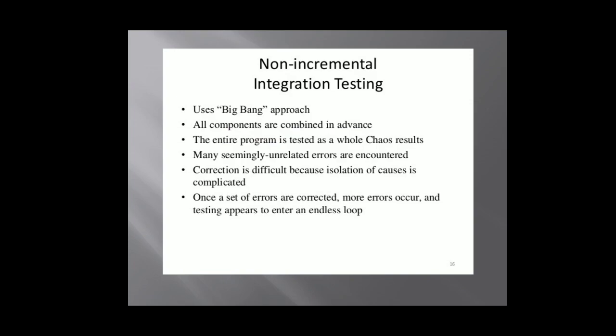Non-incremental integration testing uses the Big Bang approach, with the whole project as one approach, where all components are combined in advance. The entire program is tested as a whole, and it shows the result. Many seemingly unrelated errors are encountered. Correction is difficult because isolation of causes is complicated. Once a set of errors is corrected, more errors occur and testing appears to enter an endless loop. So usually people prefer incremental integration testing rather than non-incremental, because here you cannot cut the testing code down into pieces. You just have to take the whole program as a result.